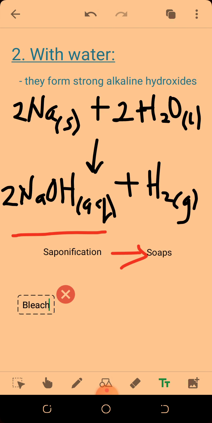Now, one thing to note is that as you go down the group, sodium will react more vigorously with water compared to lithium. Francium will react more vigorously with water also compared to lithium, right? So the further you go down the group, the more reactive they are with water.